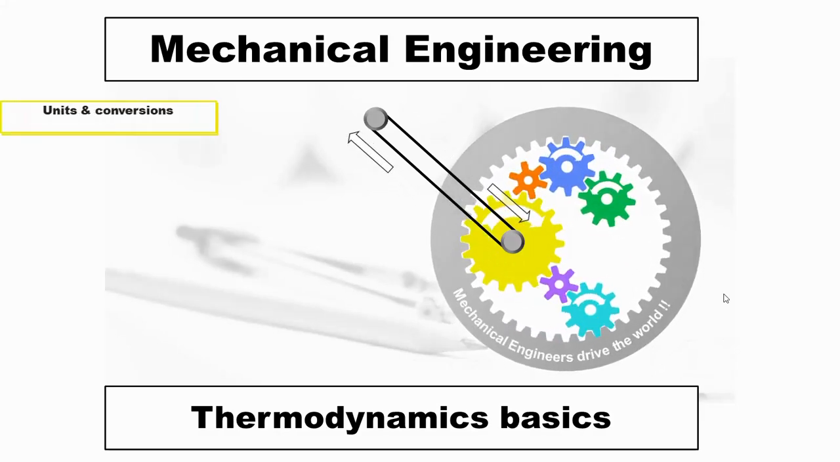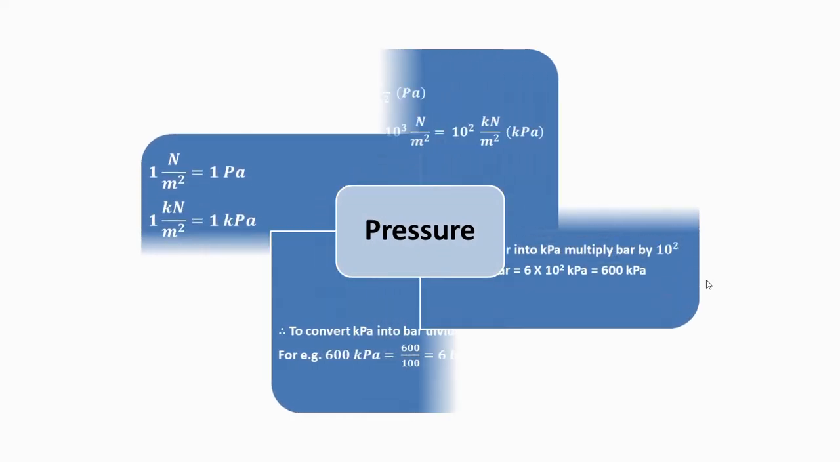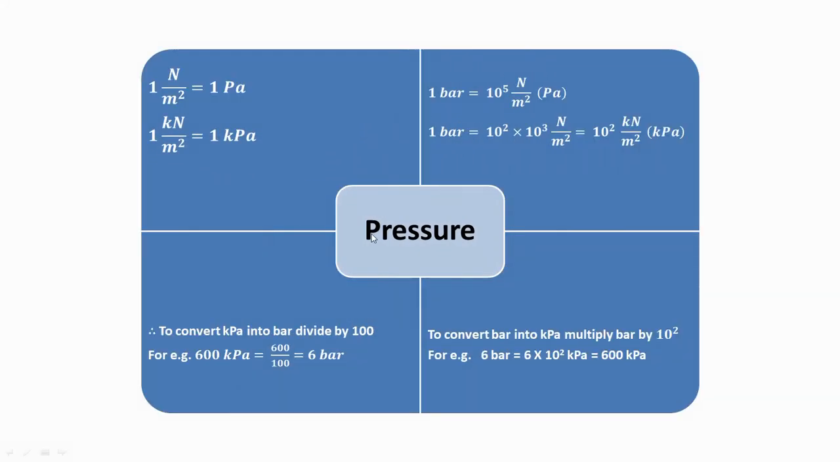So let us see some basics of thermodynamics. Now here we will consider the units of pressure. 1 Newton per meter square is known as 1 Pascal. 1 kilonewton per meter square is known as 1 kilopascal. 1 bar is 10 raised to 5 Newton per meter square.